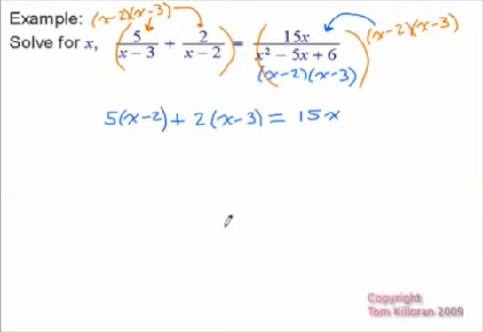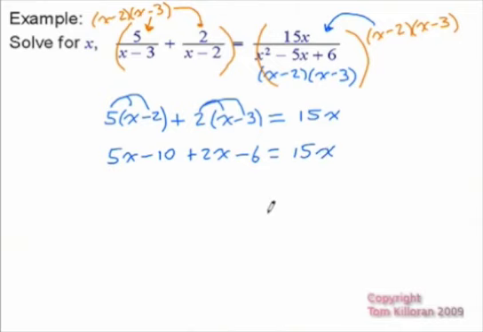Alright. And now, again, we got a nice straight line equation. Get rid of the parentheses, combine like terms, get the x's on one side, and so on. So here we got 5x minus 10. Distribute here, we're going to get a positive 2x minus 6. And on the other side, of course, is that 15x. Remember, after you get rid of parentheses, combine like terms. On the same side here is this 2x and the 5x. That'll give us 7x. We have a negative 10 and a negative 6. That'll give us negative 16. And then on the other side is that 15x.